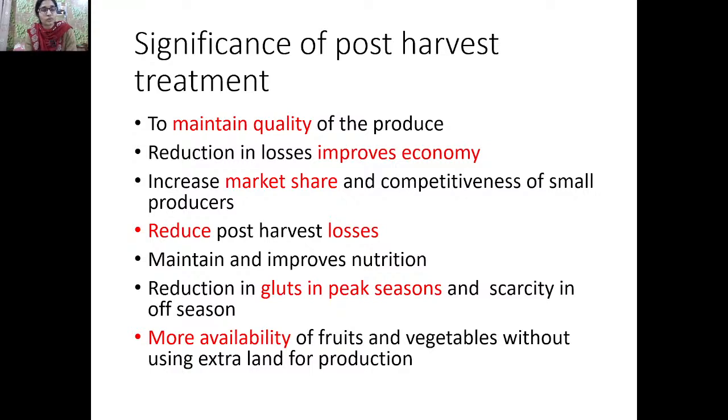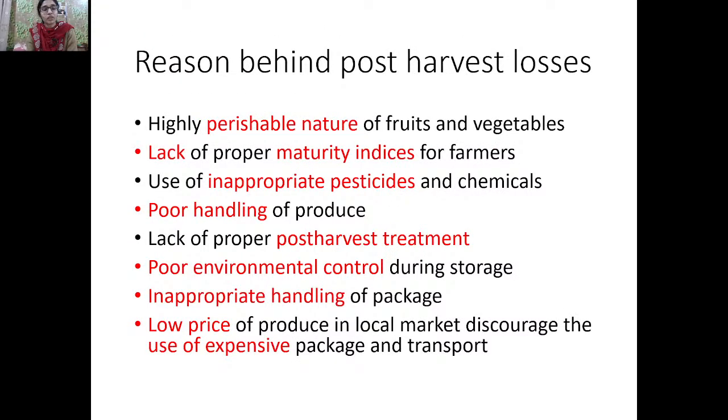This is the reason why in the off season the fruits or the vegetables are fetching huge prices. So to make the benefit to the farmers, we do this post-harvest management so that we can make that horticultural produce available throughout the year, right? So what are the reasons?